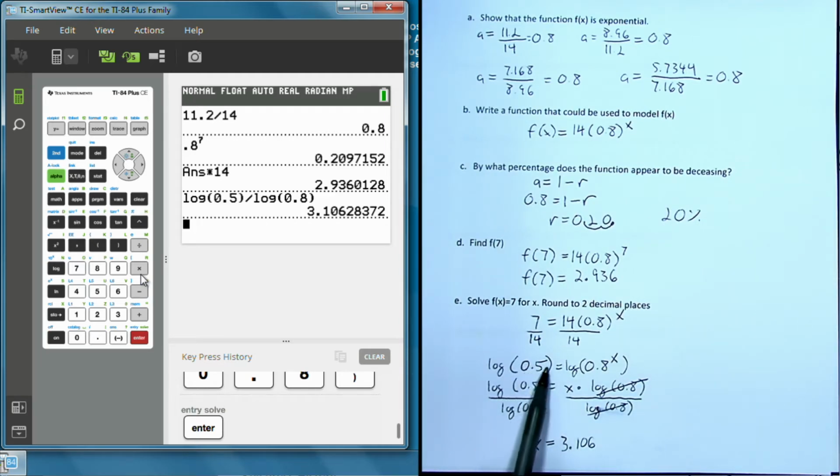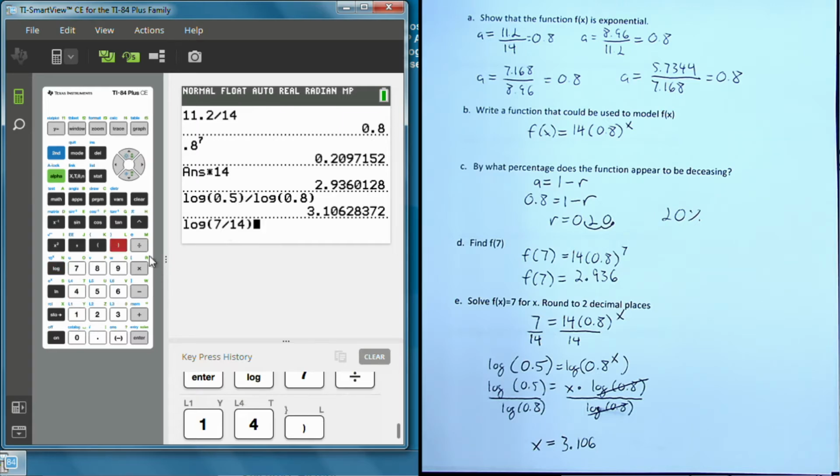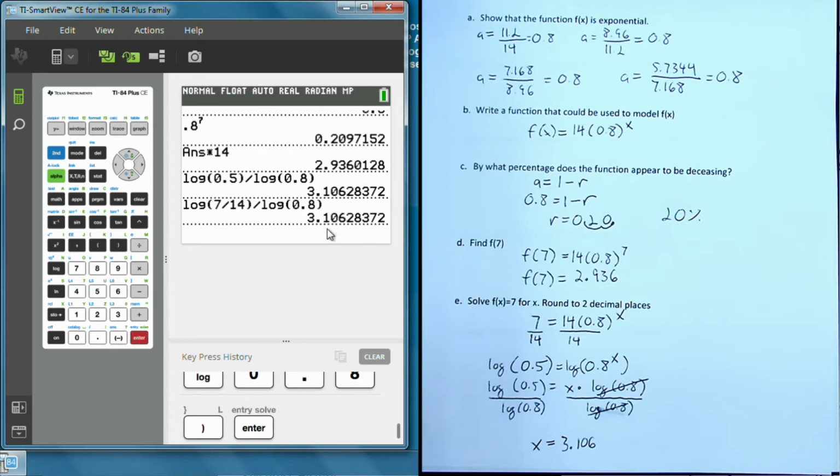Now I wanted to make a point about this. I could have left this number as 7/14. You don't have to reduce it or use it as a decimal. You'll get the same answer. And just to show that, if I was to do log, instead of 0.5, if I use the 7/14 here, and then divided by log 0.8, you would in fact get the same value.